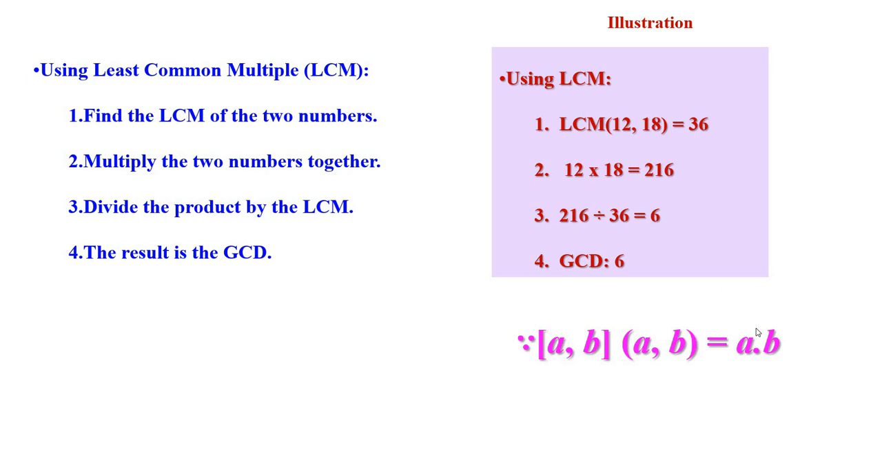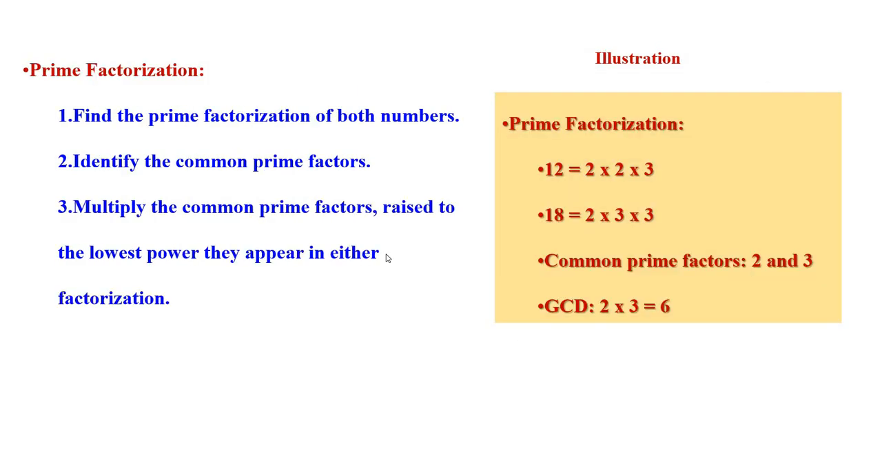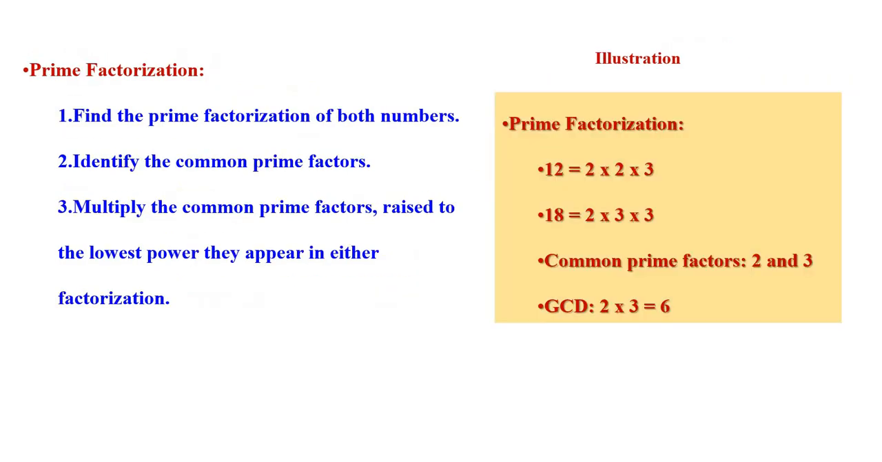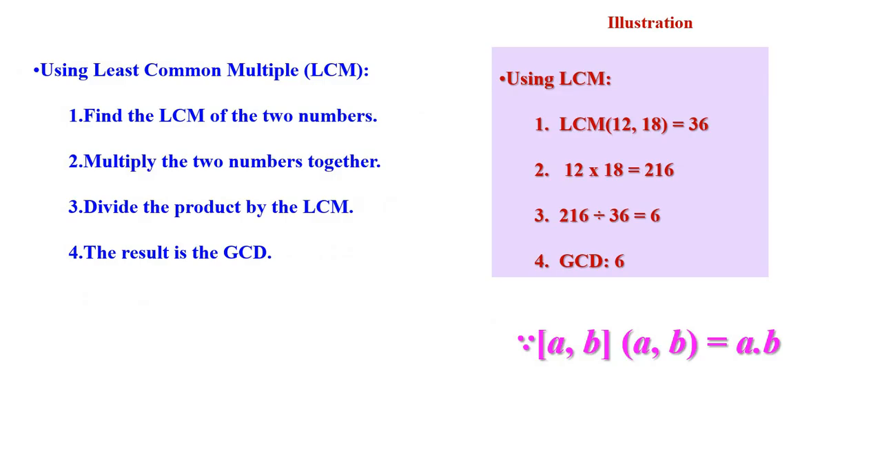Of all the methods, this one is for the situation when you are given the product and the LCM in the question. Otherwise, the two methods with which you can easily find the GCD are prime factorization and the Euclidean algorithm. If the context differs, that is, you are not given A and B separately but you are given the product and the LCM, then you have to use this method.